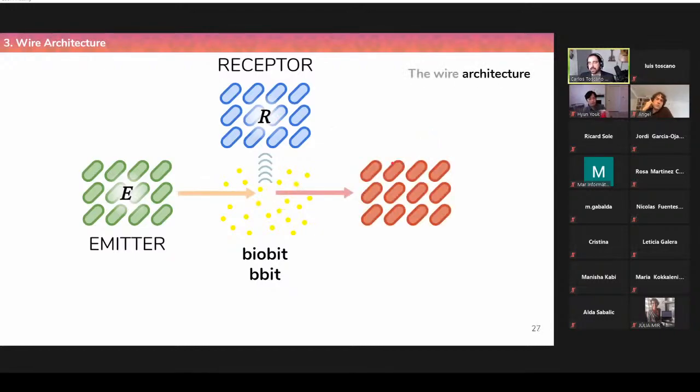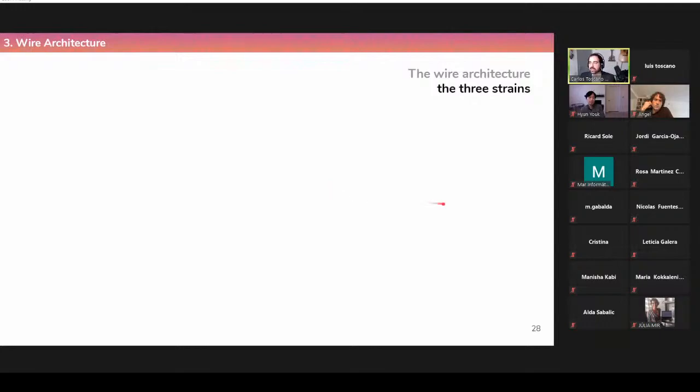I see a problem with this architecture: if I remove the input, it might depend on the half-life of these molecules for the receptor to turn off its response. So I propose adding a third strain, which I call the sink. That third strain will be responsible for the degradation of these biobit molecules in the media.